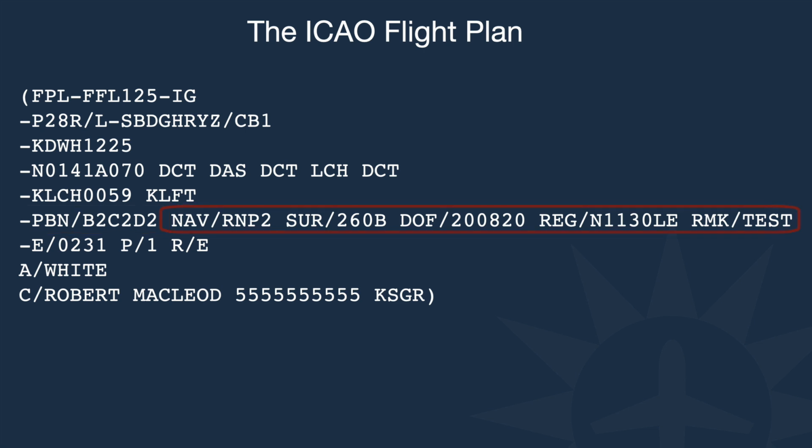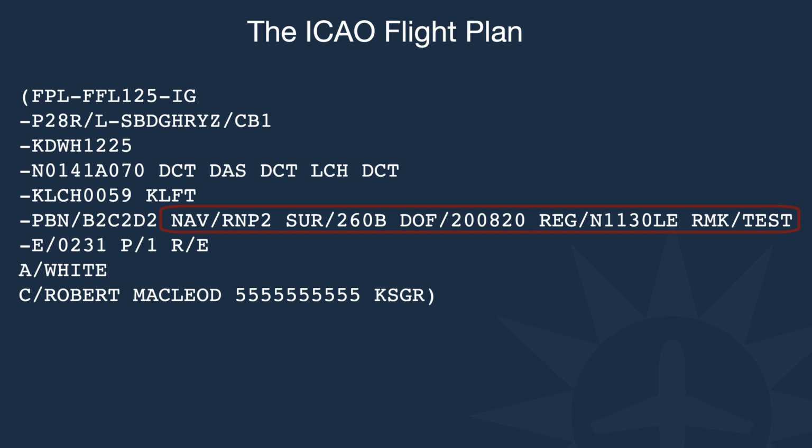This next area is just additional information. If I needed to add more information about navigation capabilities or surveillance capabilities, this is also where the date of flight is shown. So the date of flight, it goes year, month, day. Here's where my registration is going to be displayed as opposed to my call sign. So the registration gets put right there.